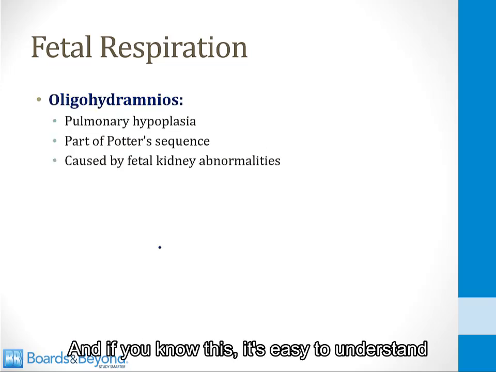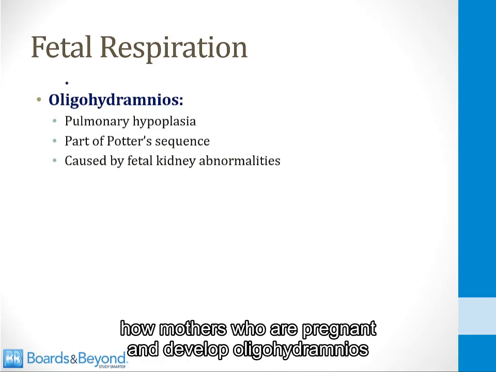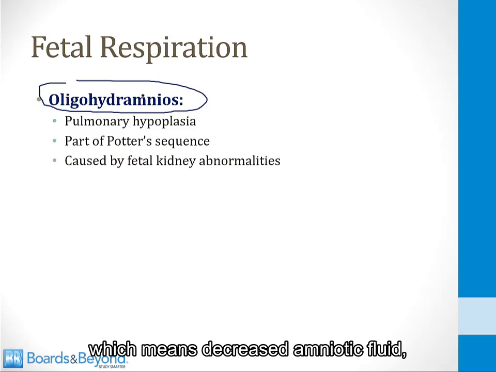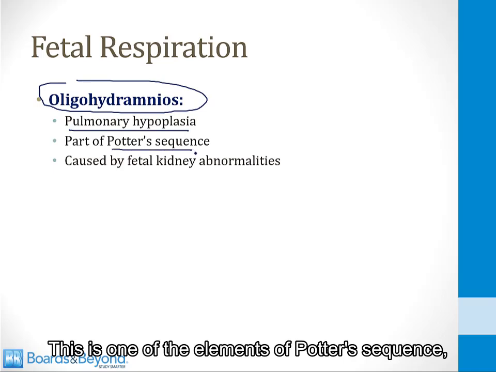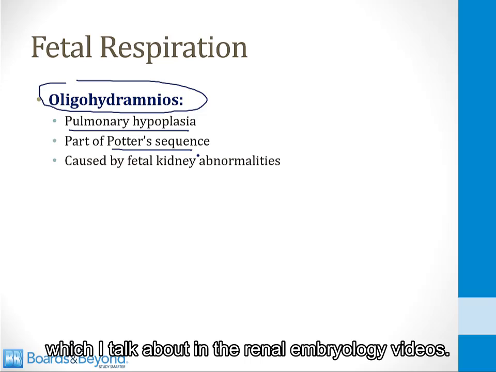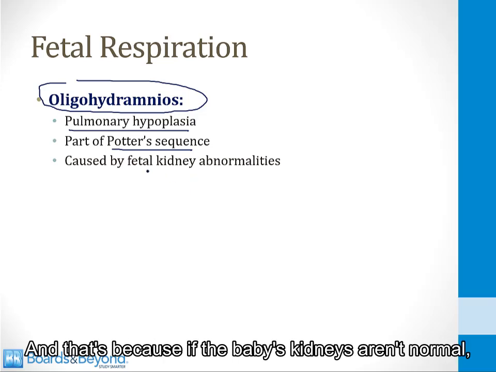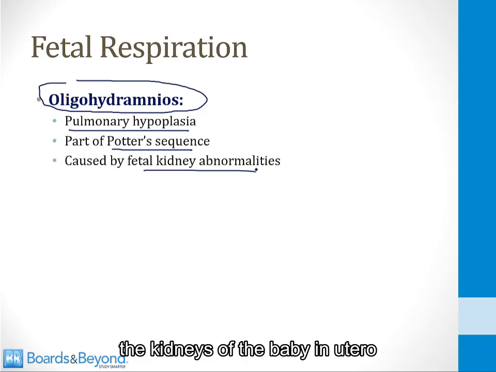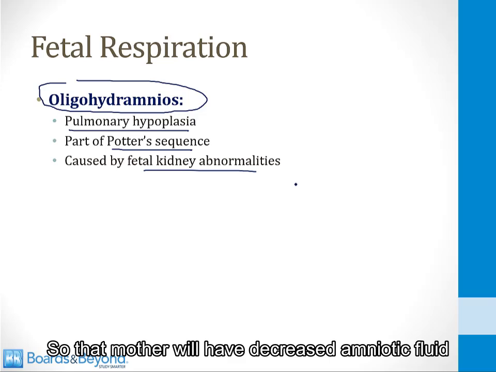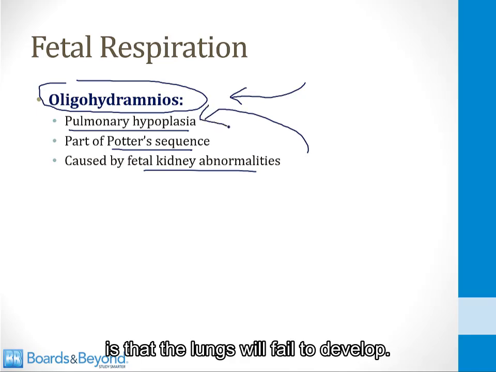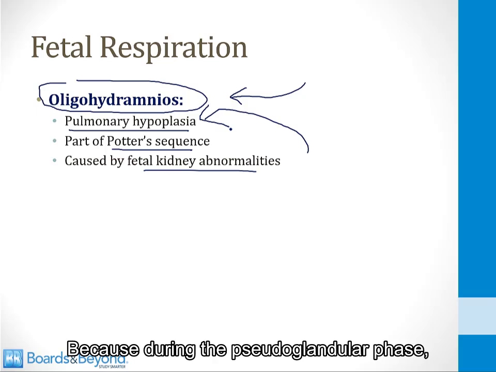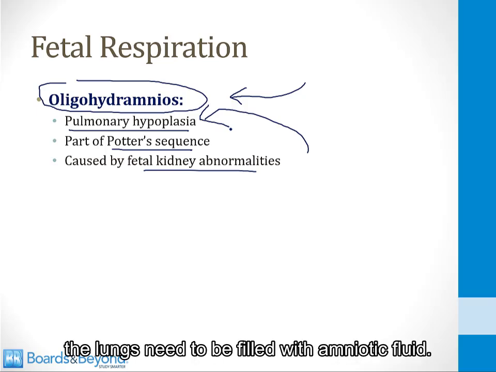And if you know this, it's easy to understand how mothers who are pregnant and develop oligohydramnios, which means decreased amniotic fluid, will have babies born with pulmonary hypoplasia. This is one of the elements of Potter's sequence, which I talk about in the renal embryology videos, and that's because if the baby's kidneys aren't normal, the kidneys of the baby in utero are what produce amniotic fluid. So that mother will have decreased amniotic fluid or oligohydramnios, and one of the consequences of that is that the lungs will fail to develop because during this pseudoglandular phase, the lungs need to be filled with amniotic fluid.